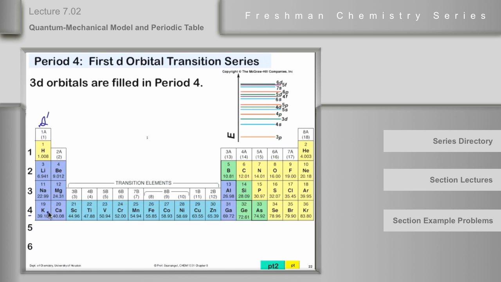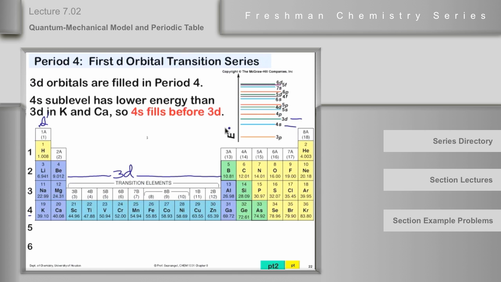Now we're going to go across, and at the beginning of the next section here, this will be the 3D family or group of elements, where the 3D orbitals are being filled. What we'll see here is in the fourth period, the 3D orbitals are filled right after the 4s. Here they are right here. Here's the 4s. The next one, which is not very far above it, is the 3D. Okay, so the 4s sub-level energy is below the 3D.